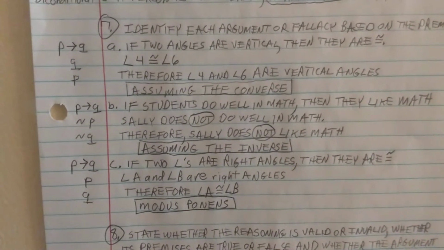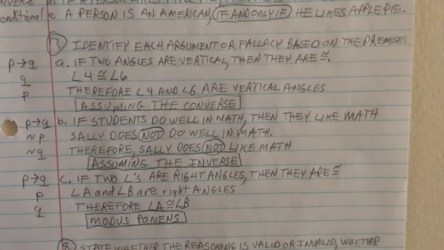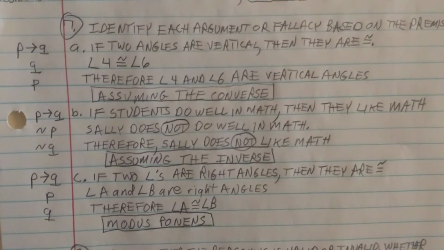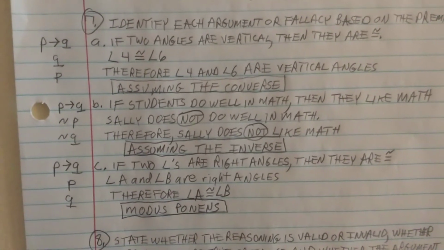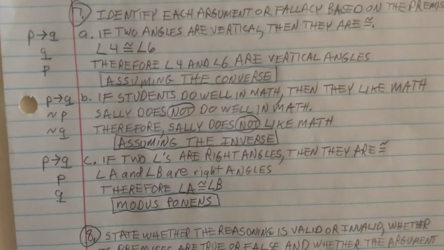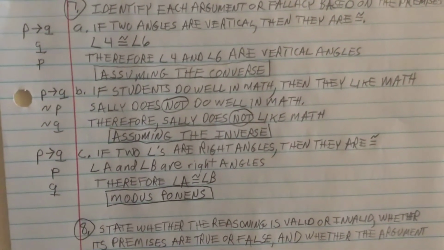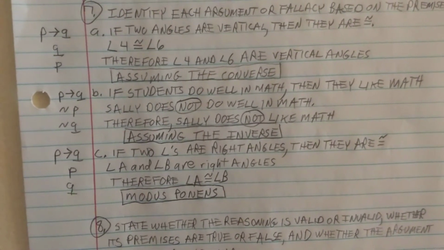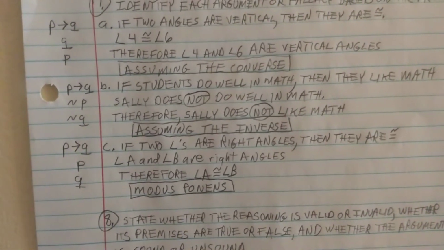Now 7 is a series of statements where we are to identify each argument or fallacy based on the premises. So for part A, if 2 angles are vertical, then they are congruent. Angle 4 is congruent to angle 6. So the first statement is if P then Q. Angle 4 congruent to angle 6 is the second part of the statement, the Q. And therefore, angle 4 and angle 6 are vertical angles is the first part of the conditional, P. So this is assuming the converse, going in backwards order.